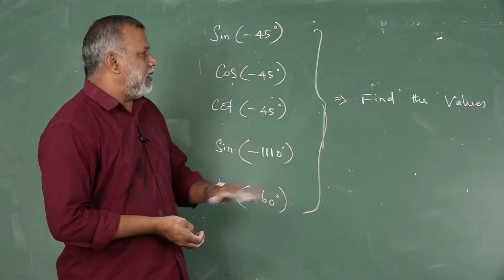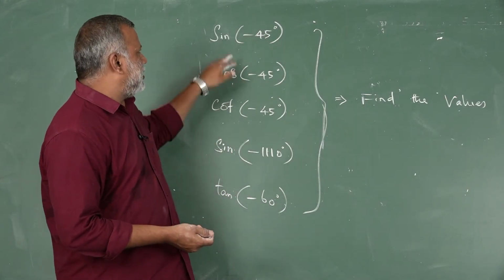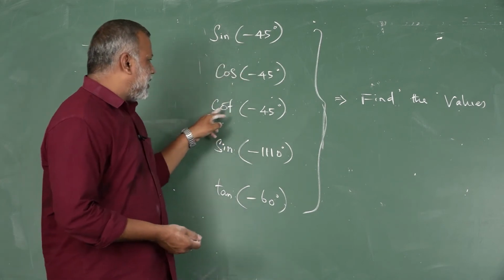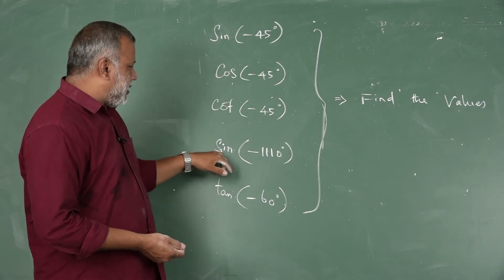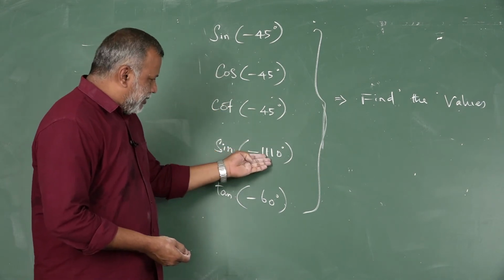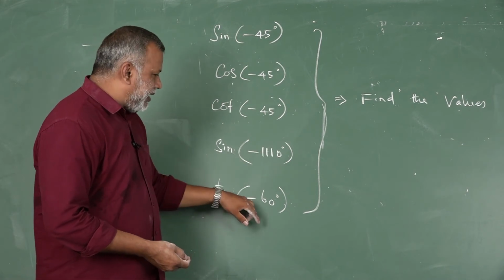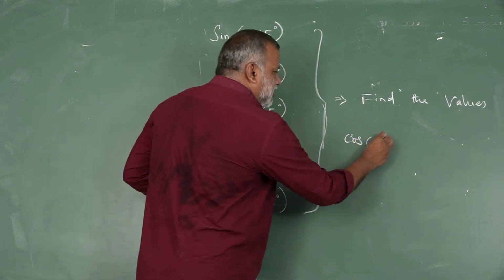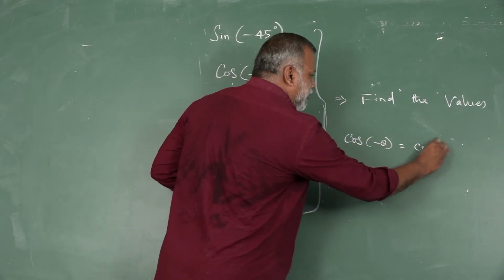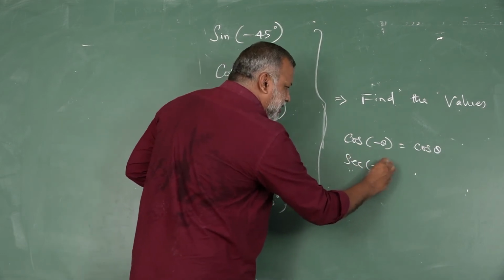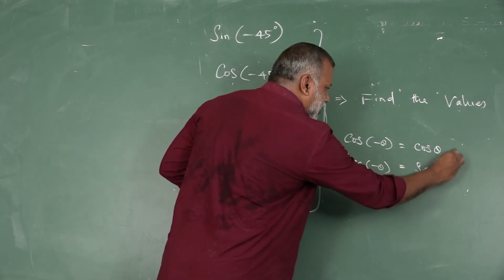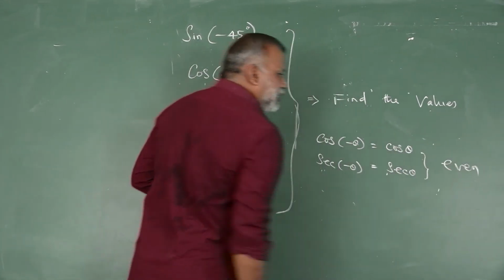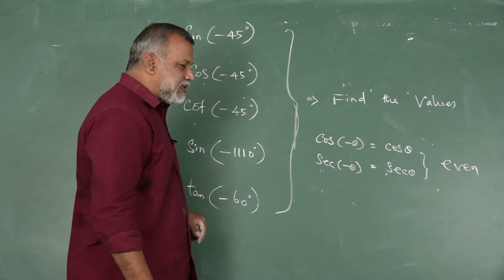Listen students, let us discuss these types of questions: sin of minus 45, cos of minus 45, cot of minus 45, sin of minus 1110, then tan of minus 60 degrees. Already we have some basics. Cos of minus theta equals cos theta, secant of minus theta equals secant theta. Already we discussed the concept. These are called even functions.